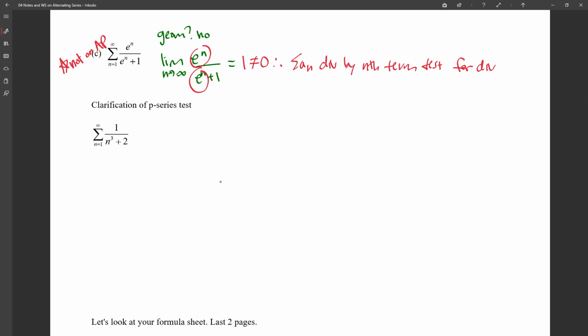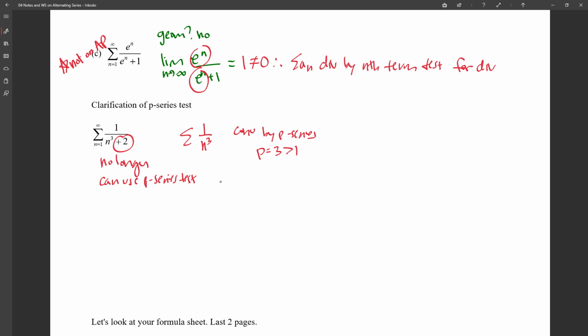I want to just make sure you guys understand that when you put a plus 2 here, when I have the sum of 1 over n cubed, this actually converges by p-series test because your p is equal to 3, which is greater than 1. All right, but if you put a plus 2 here, this no longer can use the p-series test. Okay, this one actually needs to use the DCT or LCT test, and I talked about that in a previous video.